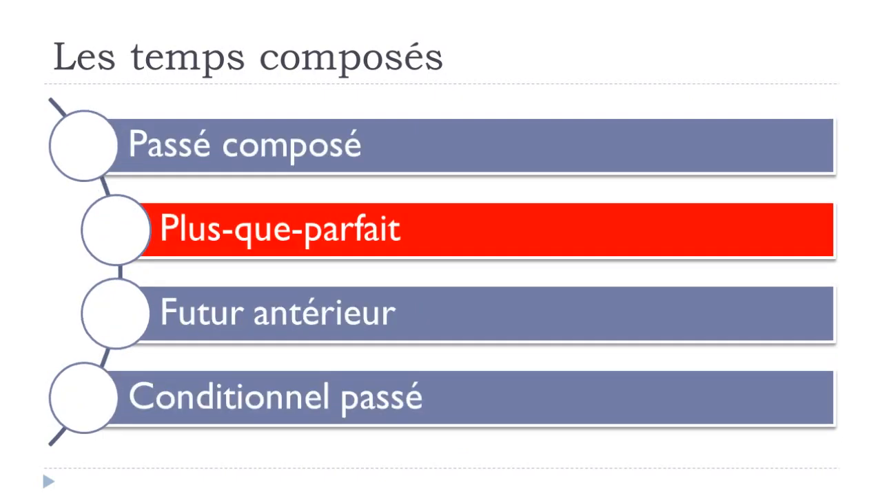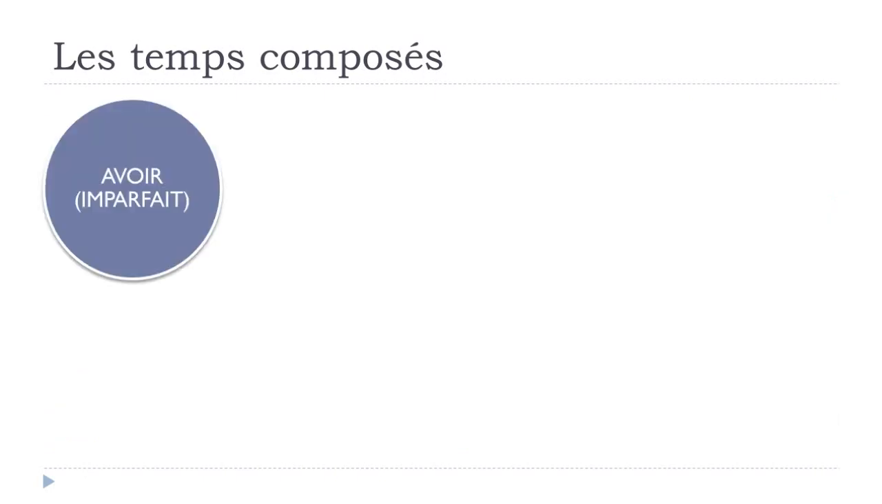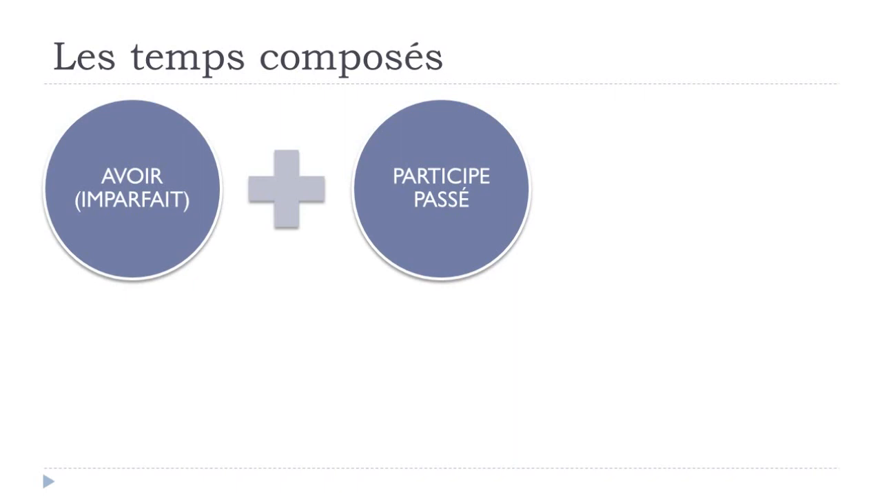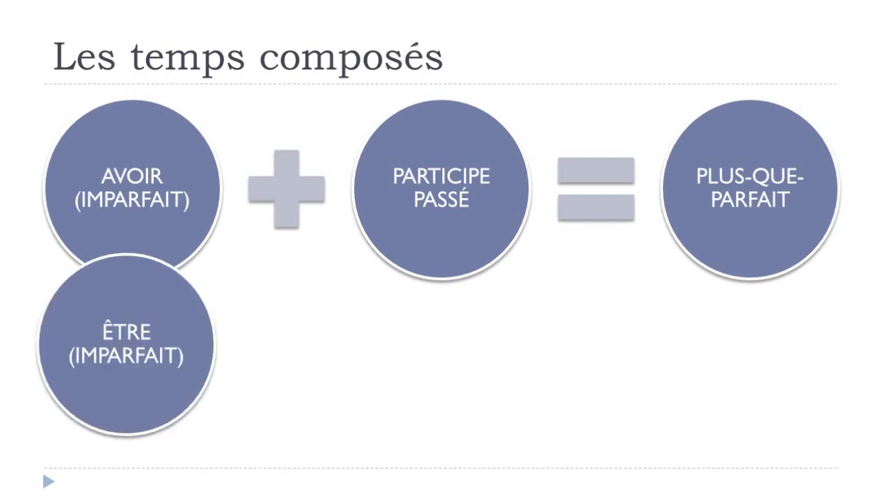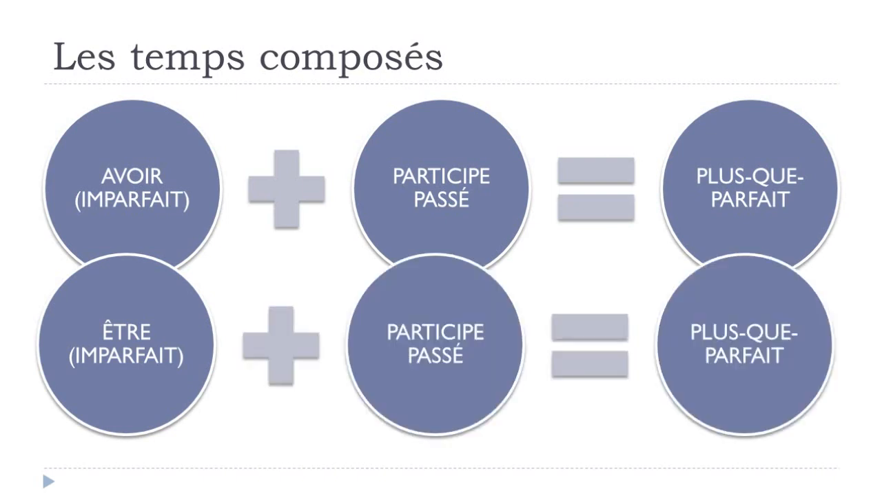Okay, so let's see now le plus que parfait. Remember, it was exactly the same rule. First, avoir. If you're not sure, just put avoir, but avoir should be in the imparfait form. Then the participe passé, so you get your plus que parfait. And for the same exceptions, we'll have être in the imparfait form, and then the participe passé, and it will give you the plus que parfait. For the same reasons, we will see together avoir in the imparfait and être in the imparfait, just to make sure that it's clear for you.